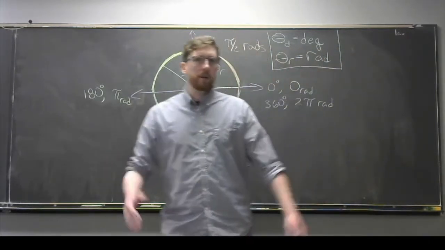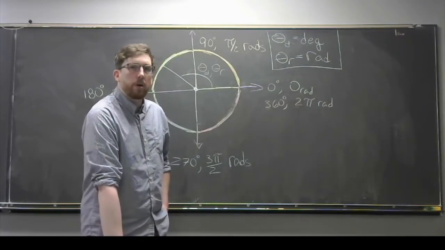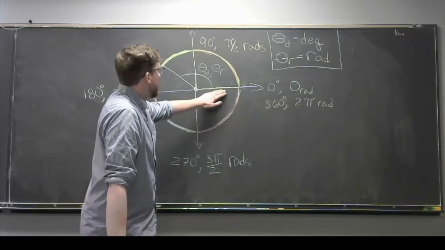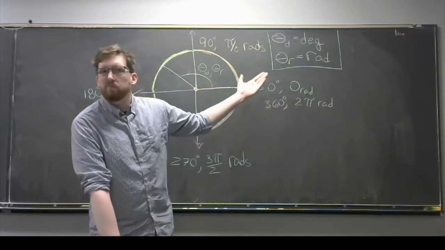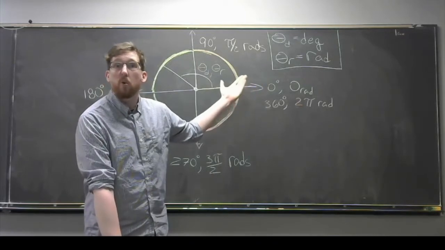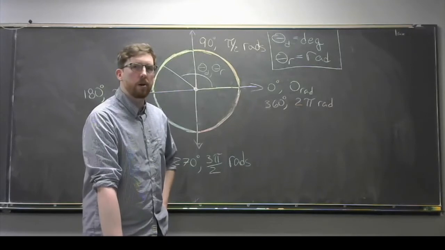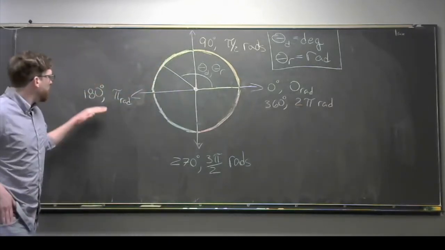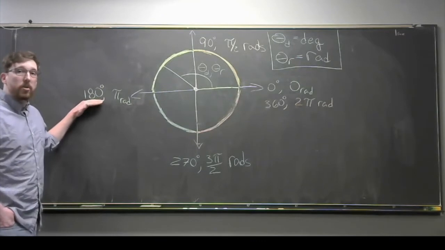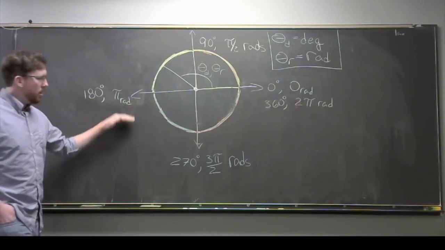Okay. That's convenient. What if I don't know? What if I'm not at a nice angle? What if I'm at like pi over 4? What is that in degrees? Well, let's use what we know. We know that 180 degrees is equal to pi radians. Okay?